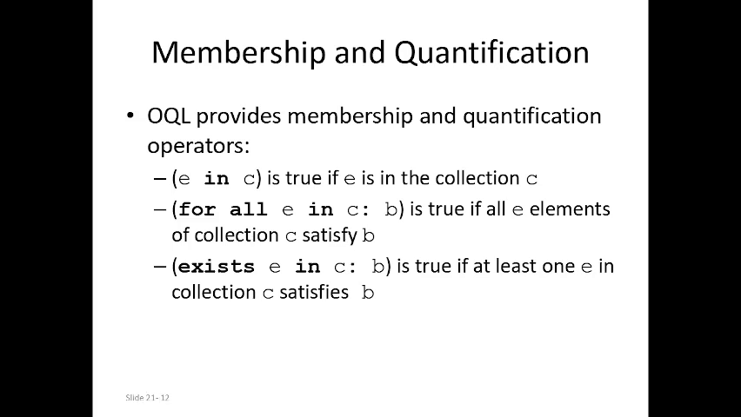The membership and quantification expressions return a Boolean type, that is true or false. For example, we have these operations: E in C returns true if E is in the collection C. For all E in C: B actually returns true if all the elements of collection C satisfy this condition B. And exists E in C: B returns true if there is at least one element in C satisfying this condition B.